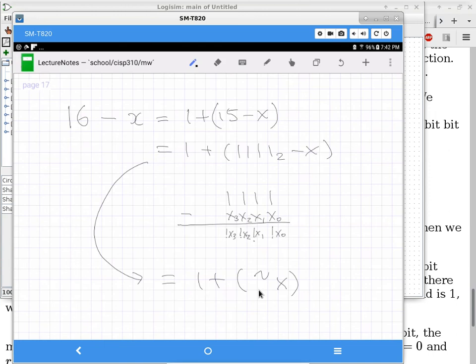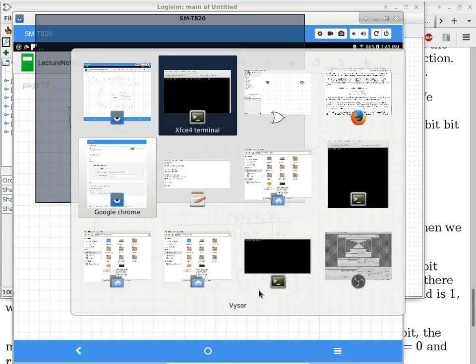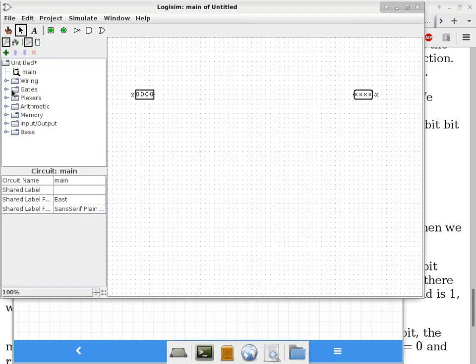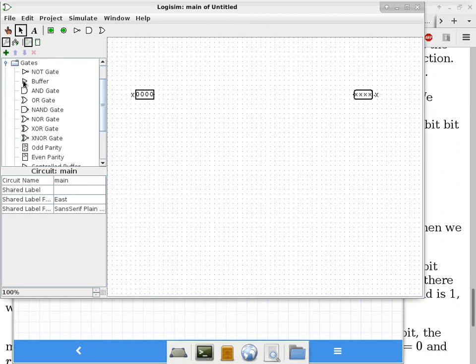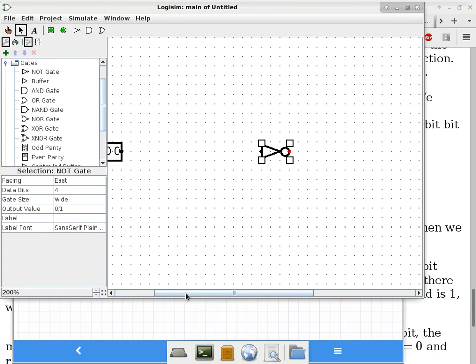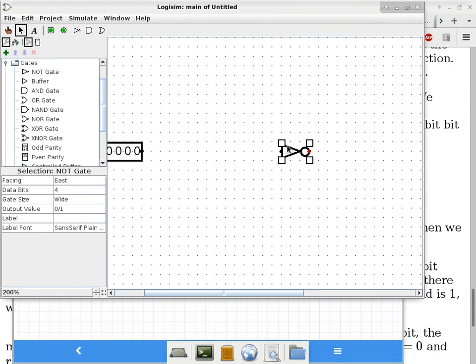Bitwise NOT. Okay. So we go back to Logisim, and then we go to gates, and then we pick out a NOT gate, which is negation. The NOT gate is natively 1-bit wide. We just have to increase it to 4 bits. So now we are, okay, let me magnify a little bit more. Okay, there we go. Line up.